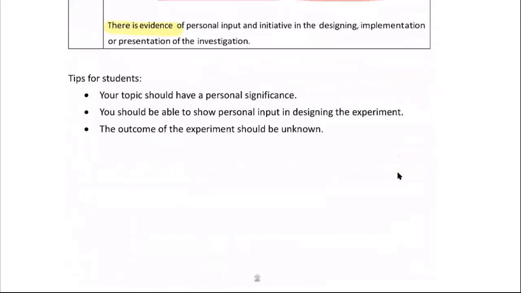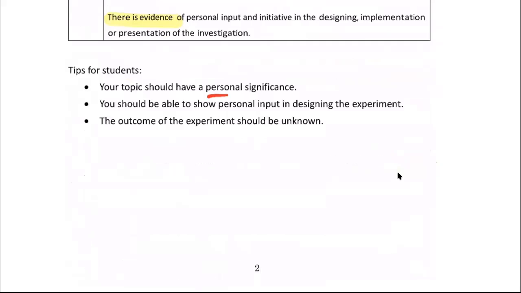So here, after each section, it's going to have some tips. Some tips: your topic should have personal significance. You should be able to show personal input in designing it, and your outcome should be unknown. You should not pick something that you know the answer to. The point of investigating it is that you shouldn't know the answer, and you're going to try to interpret your data in order to answer the question that you have, your research question. Now you're going to base it on some sort of chemical theory, so you could do calorimetry or titration or the rate of reaction. So you're going to base it off of some chemical knowledge, but you should not know the exact answer or the exact outcome for the data that you should get from the experiment.